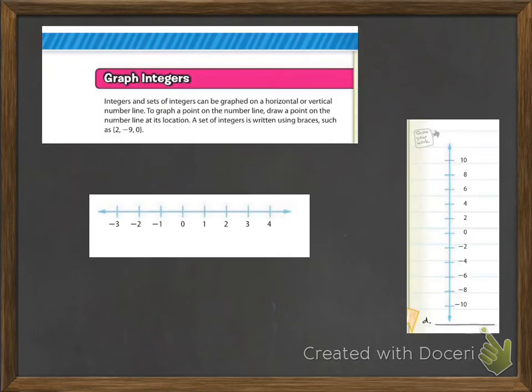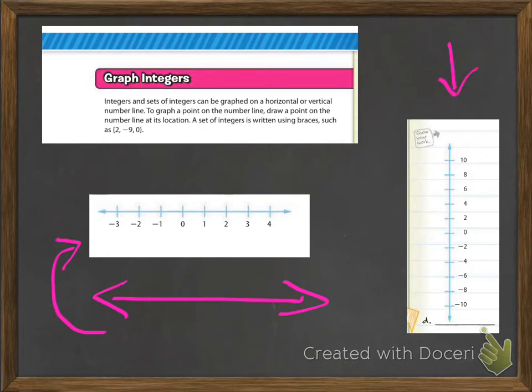All right, so let's look at our next page. Now we're going to be graphing these integers. Integers and sets of integers can be graphed on a horizontal, so horizontal, you guys, goes in the direction of the horizon. This is a horizontal one right here. Or a vertical number line. This is your vertical number line.